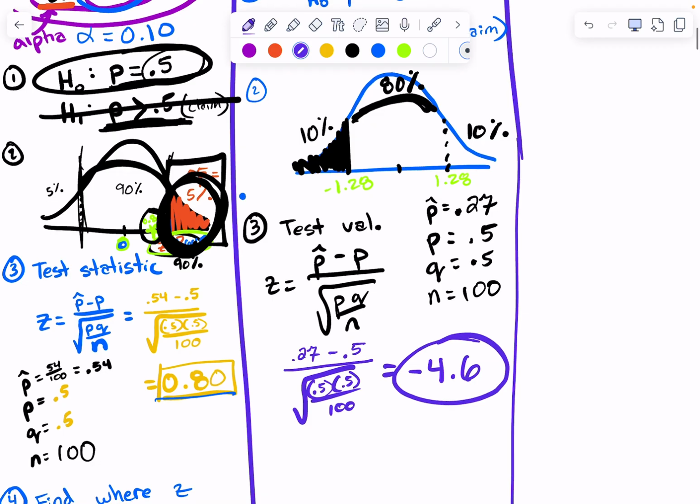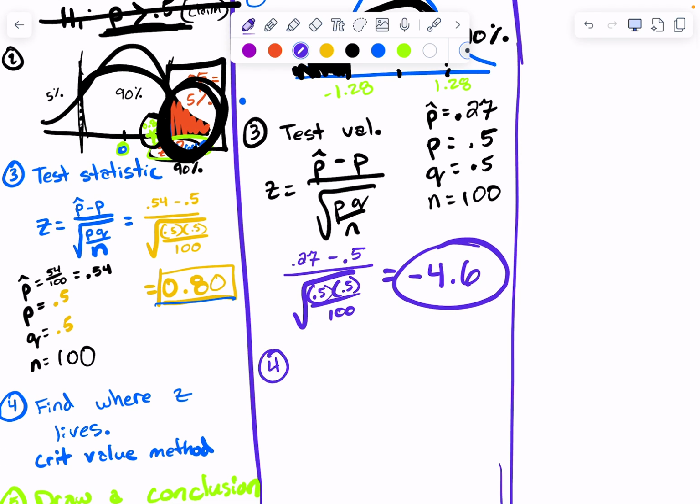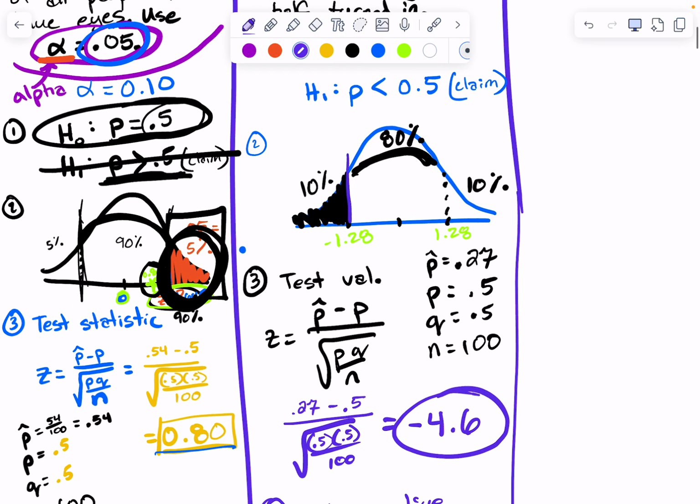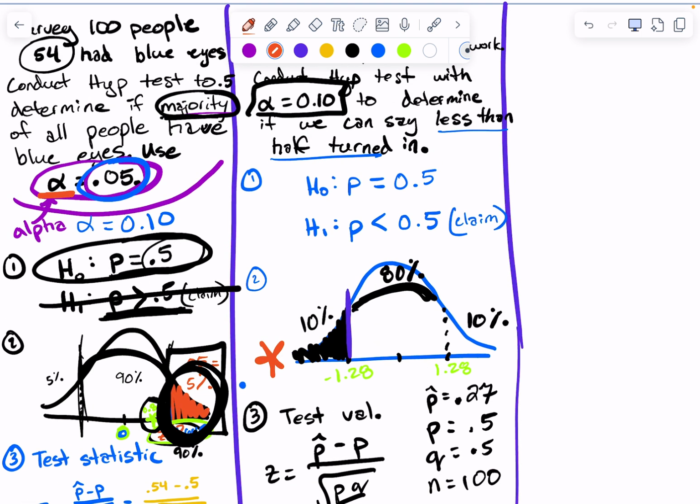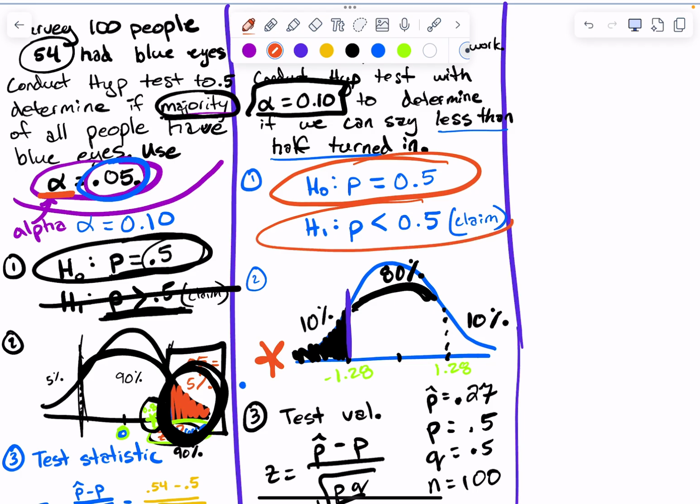Right? Okay, step number 4, let's find where he lives. Okay, we looked at the critical value. My cut mark is negative 1.28. Where does negative 4.6 live? Woo, all the way over here. So now let's go with our conclusion. Are we going to conclude that it's equal to 0.5 or it is significantly less than 0.5? That's in the less than area, right? It is in the shaded region. It's in the less than area, right?